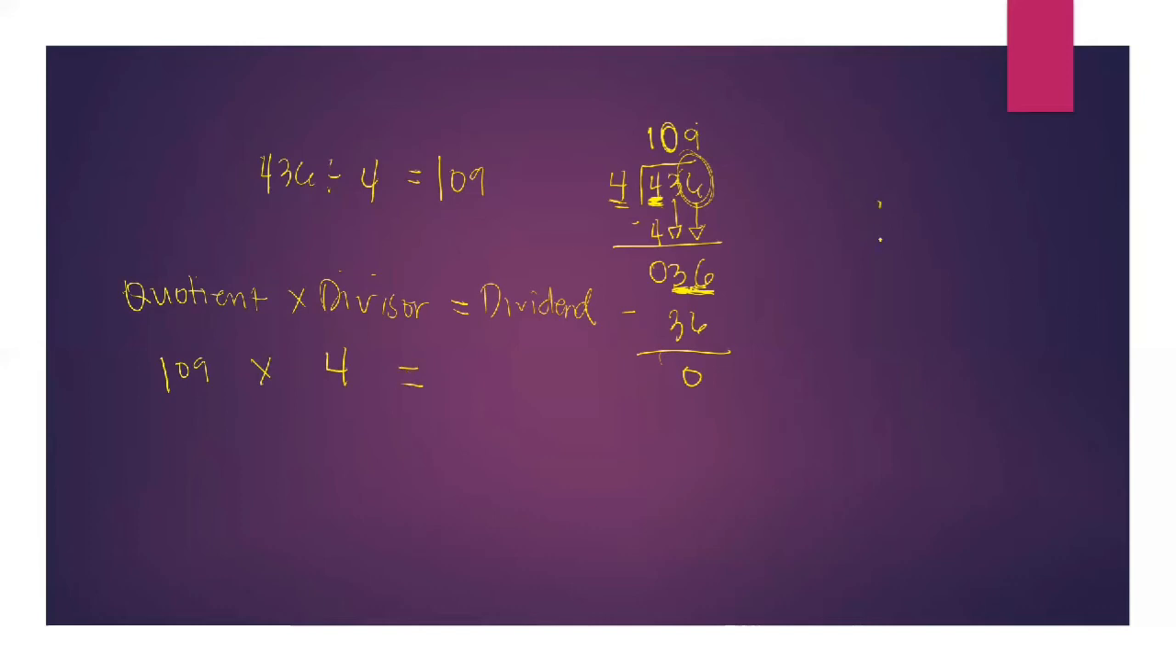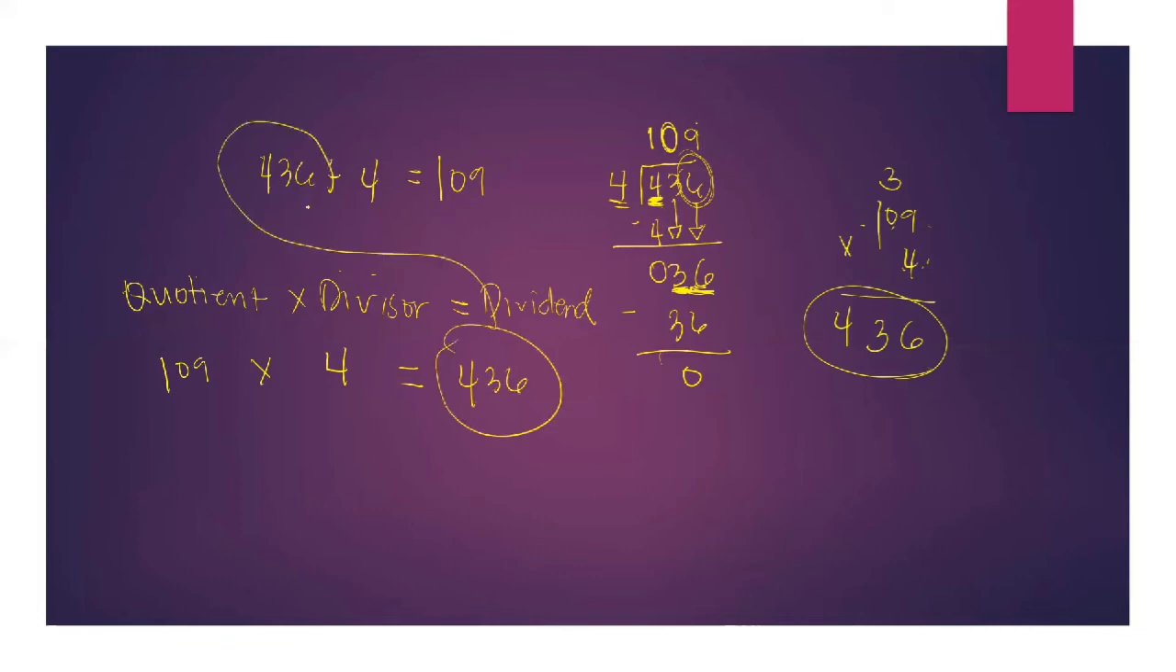109 times 4 is equal to, so 4 times 9 is 36. So, 6, 10, carry 3. 4 times 0 is 0, plus 3 is 3. And then 4 times 1 is 4. So, the answer is 436, which is equal to our dividend. Okay. So, this is how are we going to divide the number without a remainder.